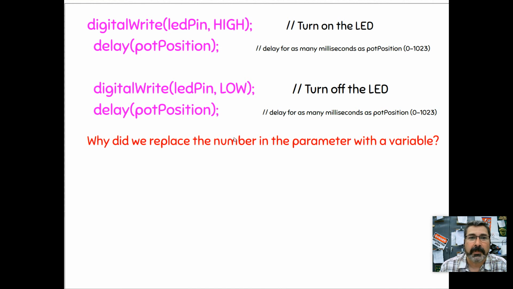Here's a quiz question. Why did we replace the number in the parameters with a variable? Why did we change that from 13 to LED pin? And why did we change that from 1,000 to pot position? What does that do? This one doesn't make any changes, but there's a reason we did it. This one definitely makes changes. What are they?